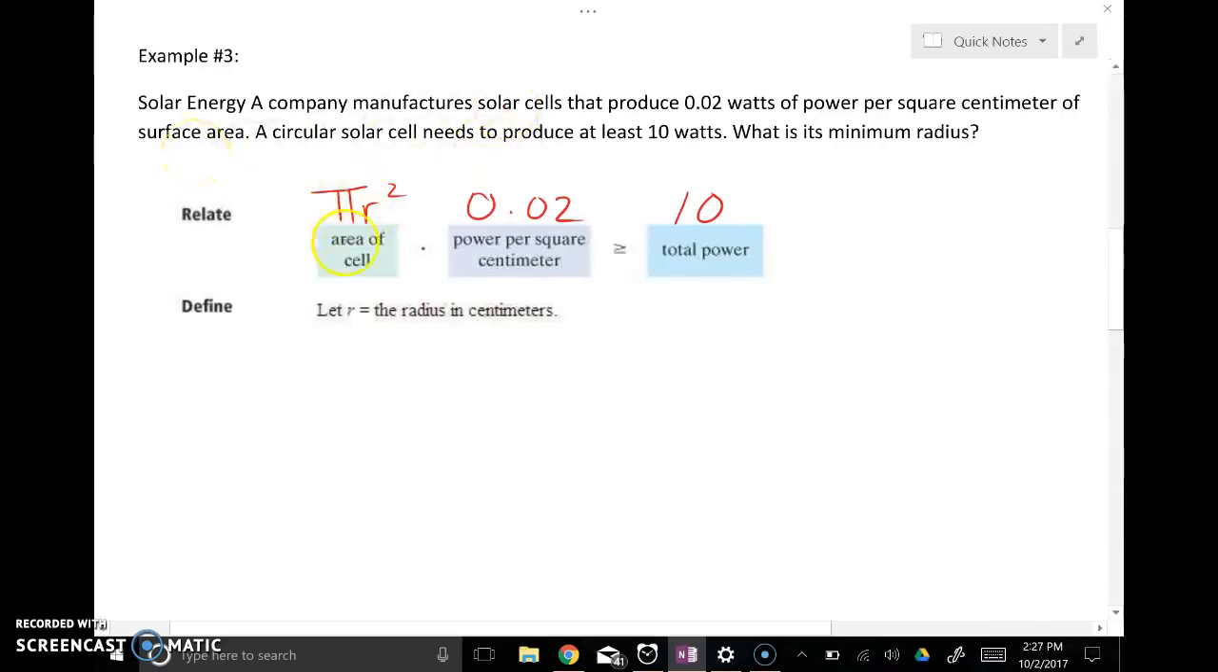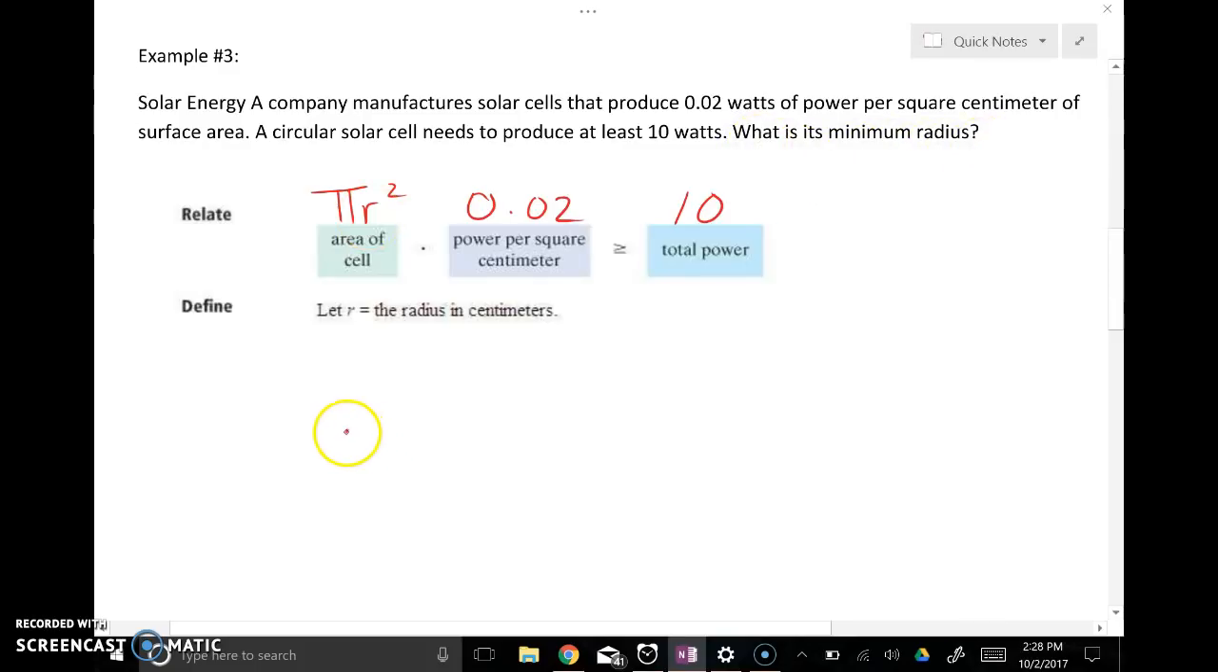Here is the formula for area of a circle. And it talks about a circular cell, so pi r squared for area of a circle. It told us that each cell produces 0.02 watts of power per square centimeter. Put that information there. And they want to produce at least 10 watts of power, that's greater than or equal to 10. So what I'm going to do now is try to get r by itself, because they want to know what's the minimum radius.